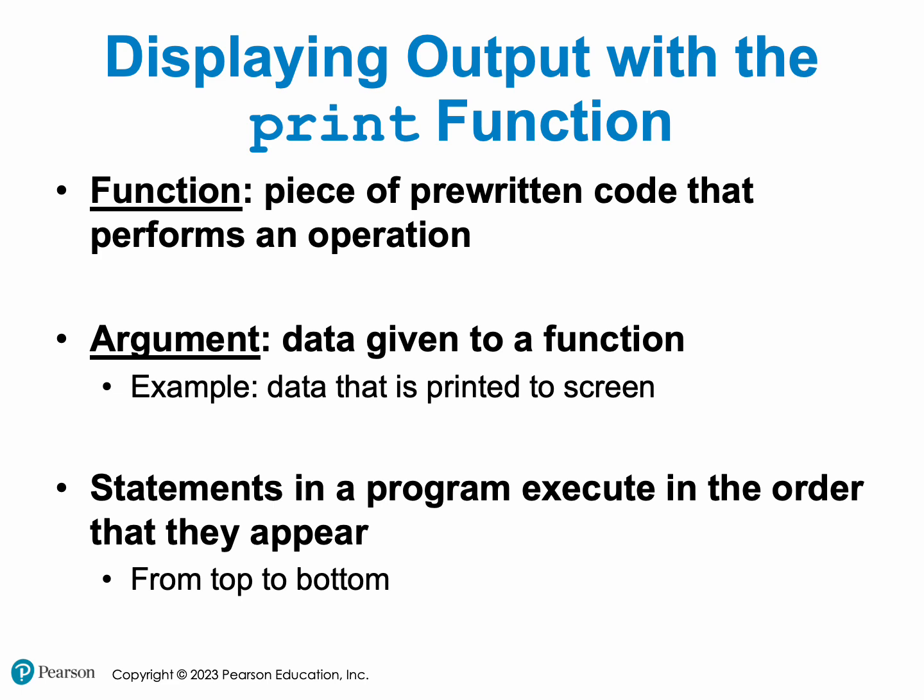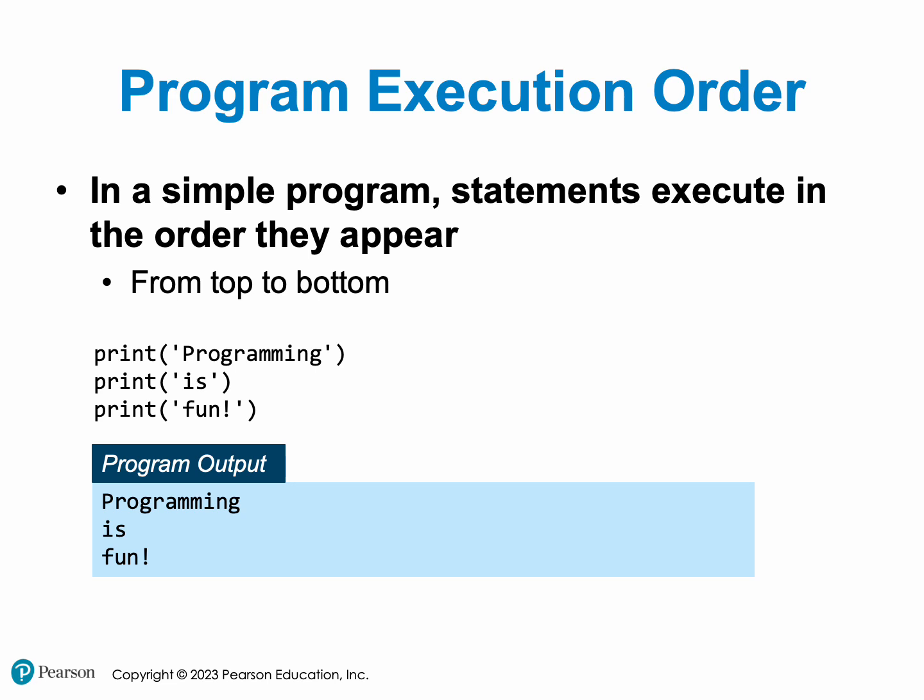The way that statements in a program execute is usually from top to bottom, so you don't have to worry about that. Top to bottom, whatever comes first is going to be executed first. As you can see here, another example, we are printing programming is fun. And since we run our program from top to bottom, this is exactly the way that it is printed. As you can see, programming on one line, is on the second line, fun on the other line.